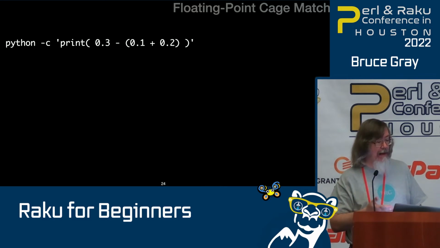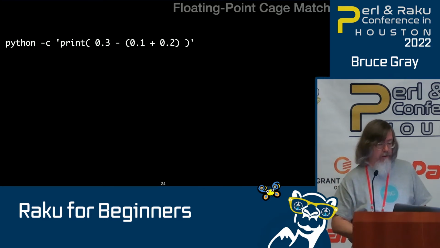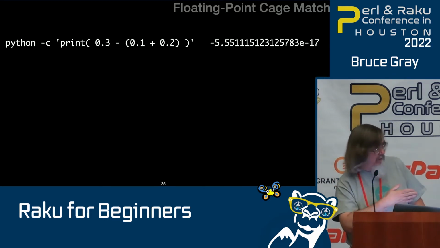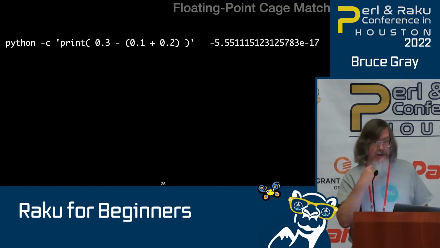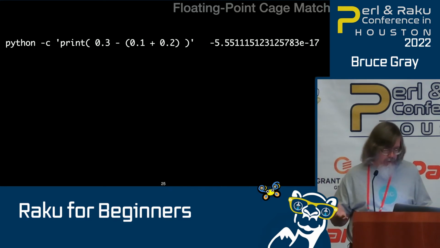So if I subtract in Python from 3/10, whatever 1/10 plus 2/10 is, if I subtract that, we ought to get 0. We get almost 0, which makes it not equal, which is why there's whole papers on everything that a programmer needs to know about floating point.